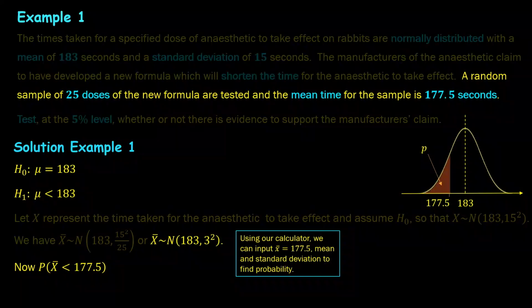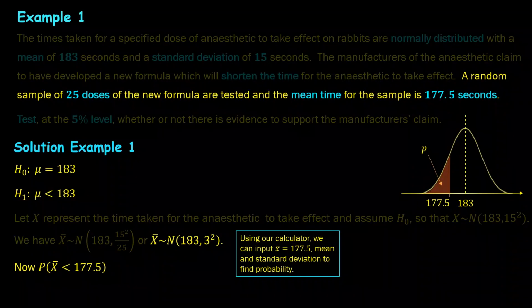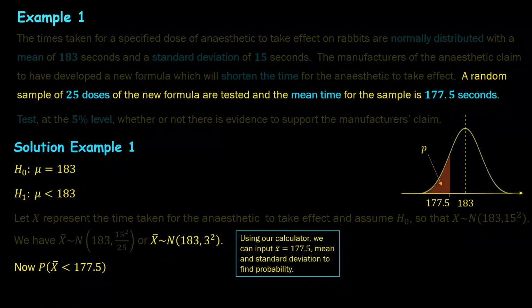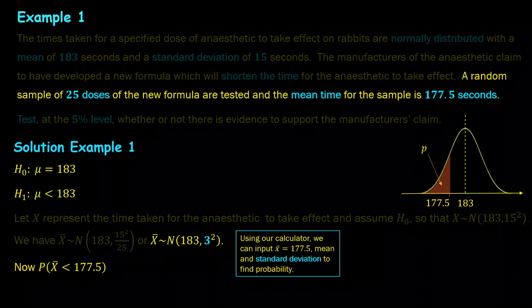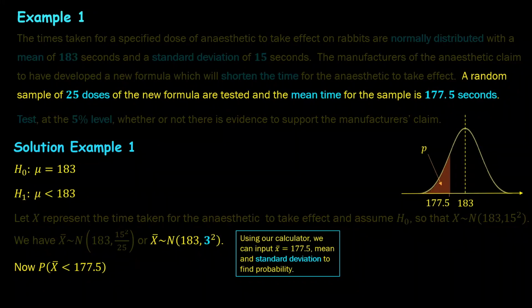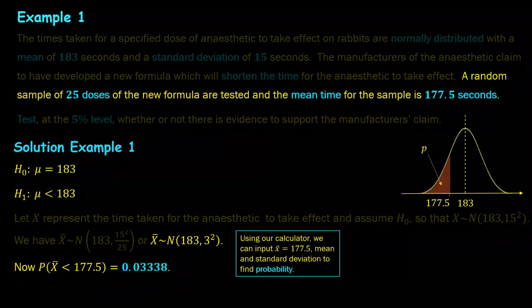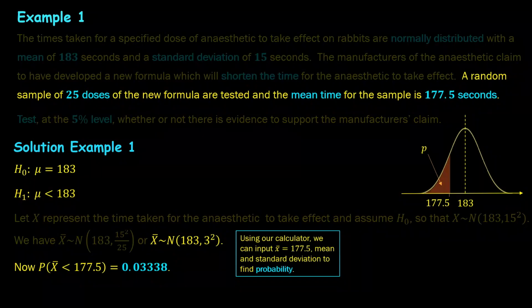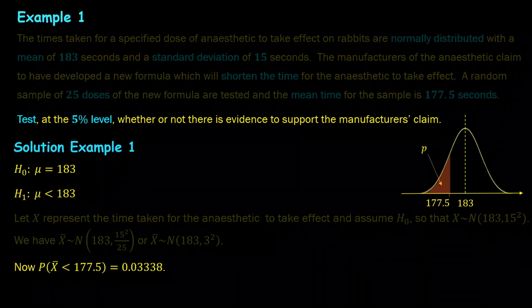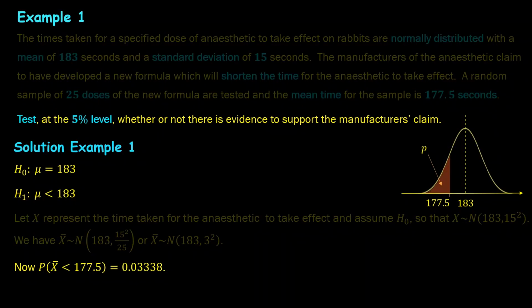Using our calculator, we can input x bar equals 177.5. We can input the mean equal to 183 and standard deviation equal to 3 in order to find the probability, which is equal to 0.03338. Now we can test at the 5% level whether or not there is evidence to support the manufacturer's claim.